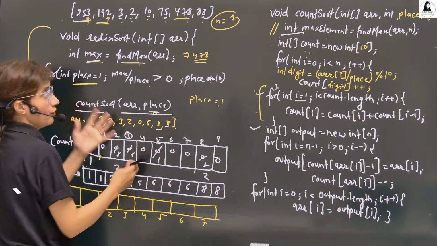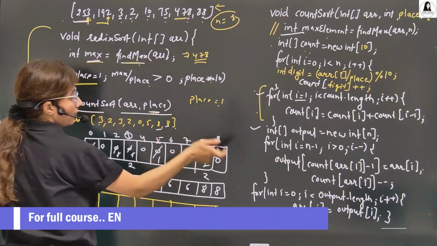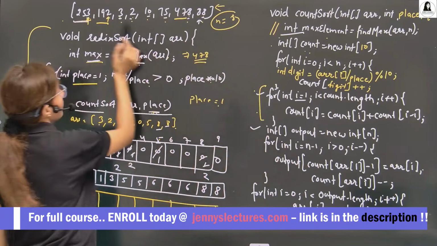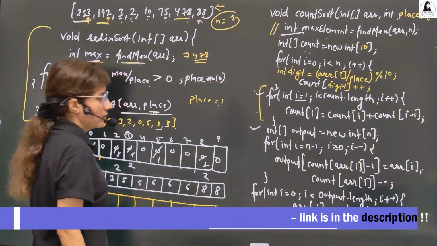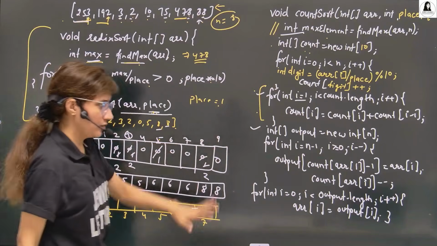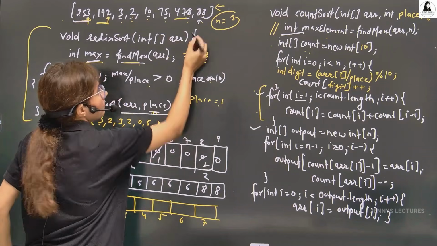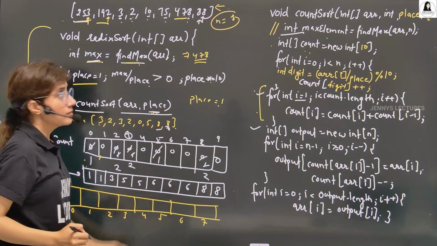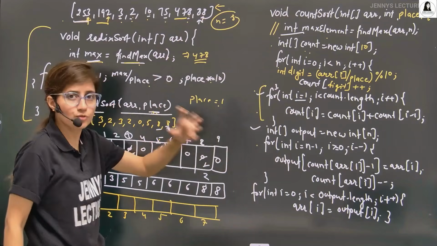Now we run. How do we do this thing? We run from here to here to maintain the stability. So i would be n minus 1, going till greater than or equal to 0, i minus minus. Now in the output array, what do we do? At first, if you remember, here is the digit, that is 8. Because we have to deal with this digit, again in this for loop, we have to fetch the digit.